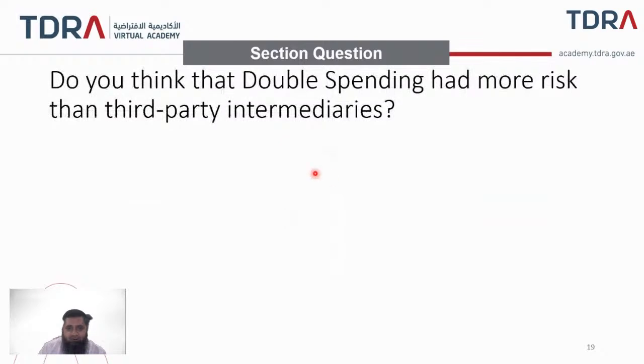So now we talk about the question about this section. Do you think that double spending has more risk than the third party intermediaries? So what do you think? Because cryptocurrencies are going to avoid the third parties, and these third parties are going to have some secret information about the sender and the buyer, and also they are going to have some charges for doing this. So I'm waiting for your answer, and you can give your answer, and after that I'm going to give you the answer here as well.